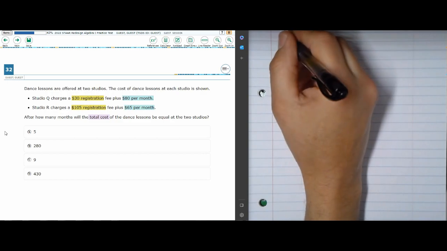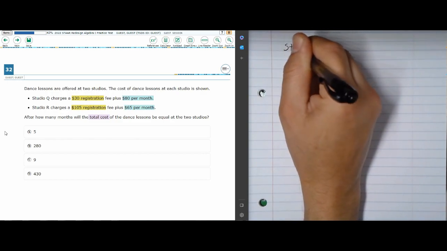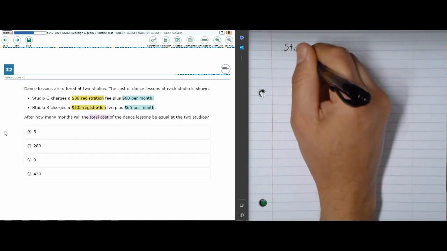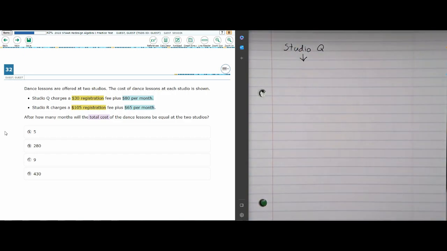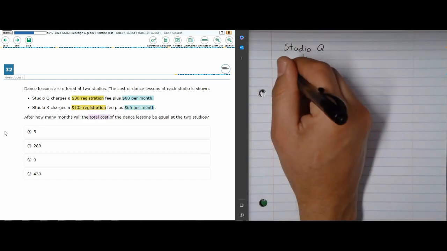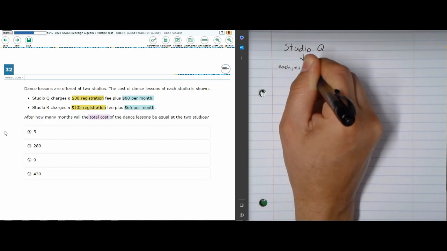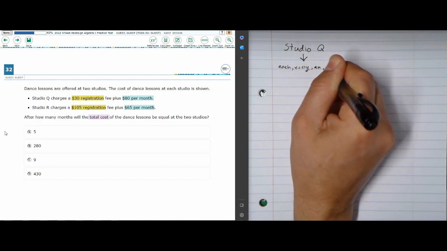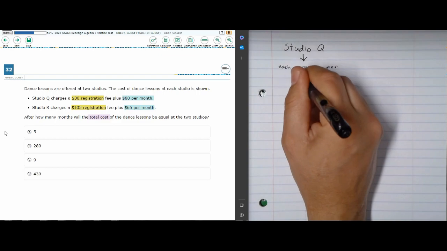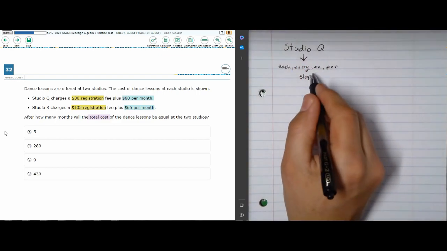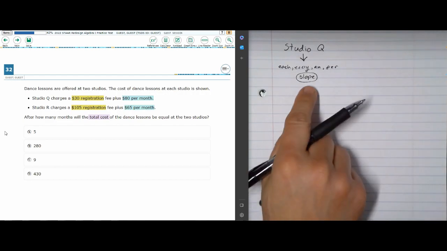I'm going to write them first. First, we're going to start out with Studio Q. So we want to write an equation based on this scenario for Studio Q. Now it says that there's a $30 registration fee plus $80 per month. Now I want you to remember that when you have keywords such as each, every, and, or per, that represents slope about 98% of the time. So they're telling me that that's a unit rate or a slope.